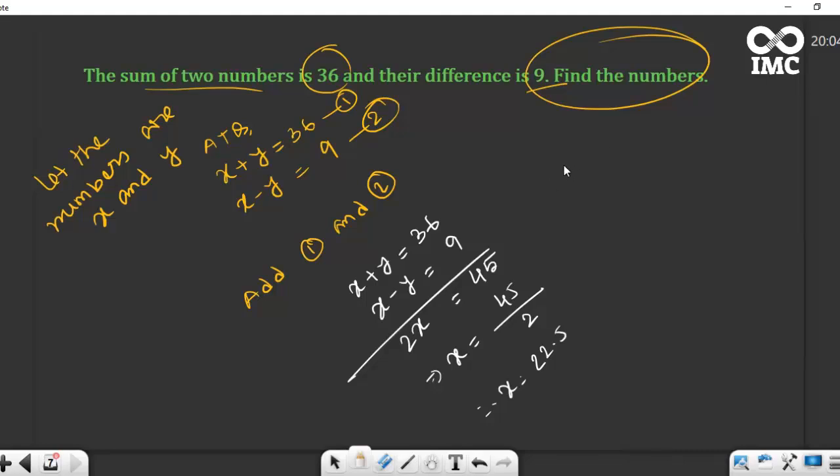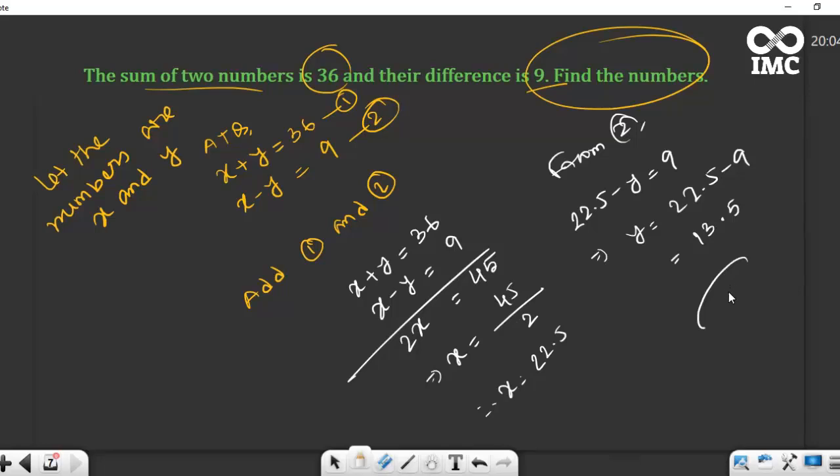Now, we need to find out the other number. So, how can we find out the other number? Choose equation 1 or equation 2. So, if we write from equation 2, what will we get? X means 22.5 minus y equal to 9. Then y will be 22.5 minus 9. So after subtracting 9 from 22.5, what will we get? We can write 9, 10, 11, 12, 13, that means 13.5. And this is our final solution.